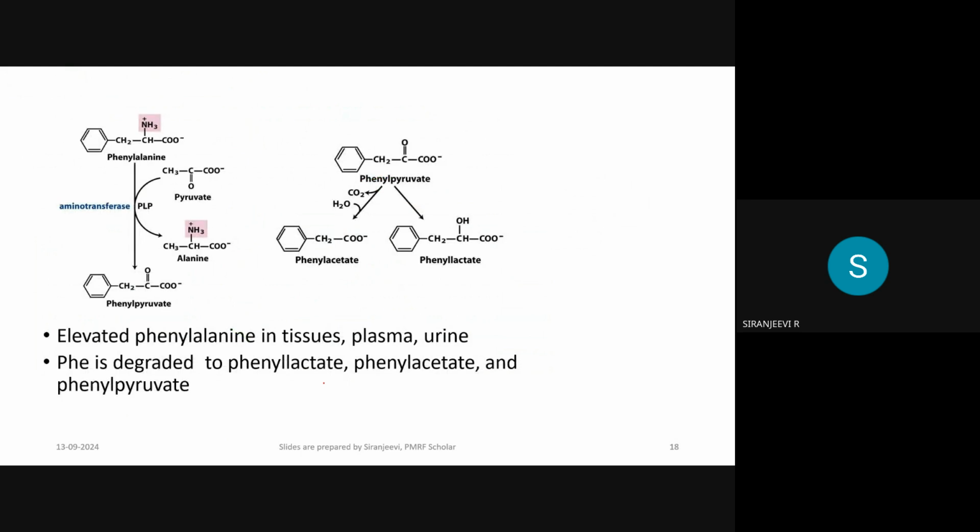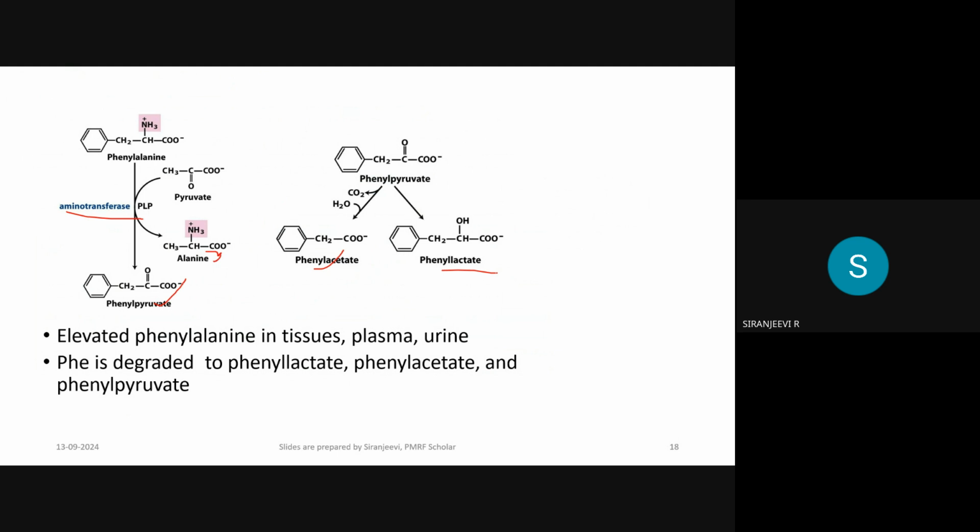If there are high levels of phenylalanine in the body, it can be converted in two ways. One is in the presence of PLP, an aminotransferase reaction. This converts it into phenylpyruvate, where alanine is formed as a byproduct. The second is that this phenylpyruvate, by the removal of one carbon dioxide molecule, forms phenylacetate, or in another case, phenyllactate is formed.